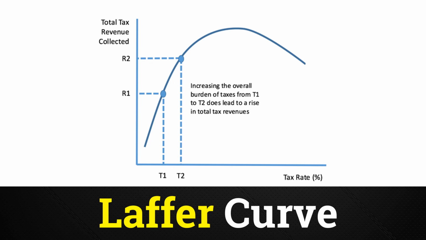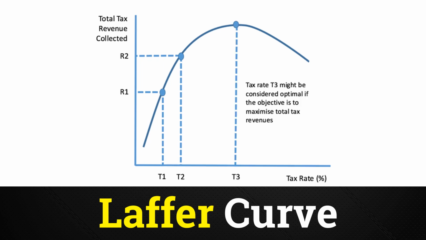All right, so on this graph, we can see a lower tax rate, T1, creating some tax revenue, R1, right? The vertical axis here is our tax revenue collected, and the horizontal axis of our Laffer curve is the tax rate that we're charging. So if you start at T1, you would get R1 revenue. And then we could think about raising the tax rate to T2. When we raise the tax rate to T2, we raise the revenue also. We're increasing the overall burden of taxes from T1 to T2 and getting a rise in total tax revenue. That seems pretty straightforward. That's our normal interpretation of things.